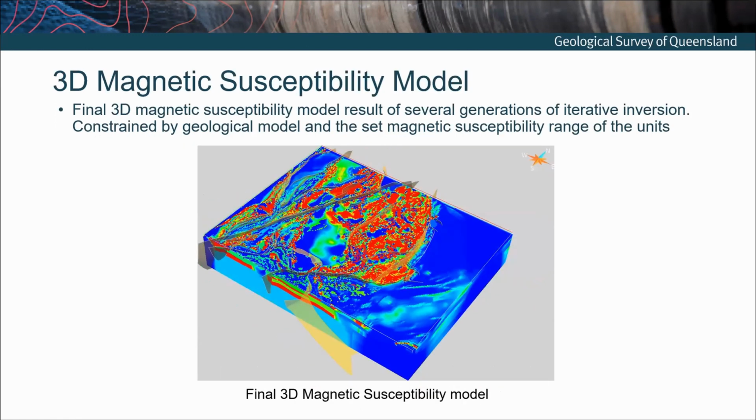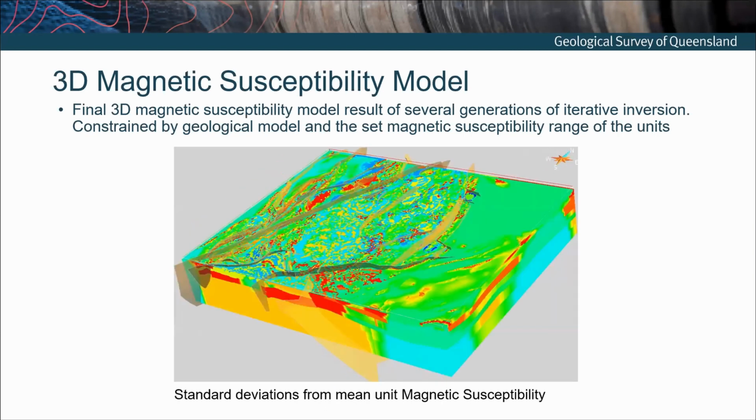And we also did that for our 3D mag susceptibility model. We did these inversions using VPmg to do both the homogeneous and heterogeneous unit inversions. So we have our final 3D mag sus model. Red is high mag sus, blue is low mag sus, and then our standard deviation from the unit mean within those units across the model space.